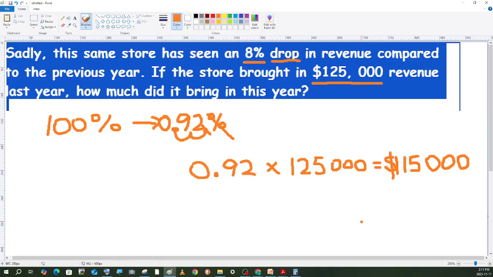So this question is actually cool in the sense that it shows us that even what seems like a small percentage drop, like 8%, can actually be a lot if you're dealing with a large quantity of something, like in this case $125,000. 8% of that's actually quite a bit.